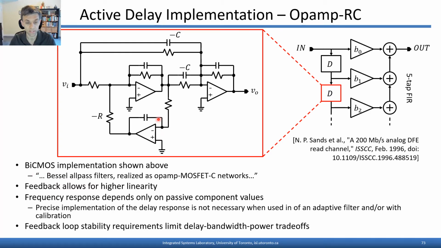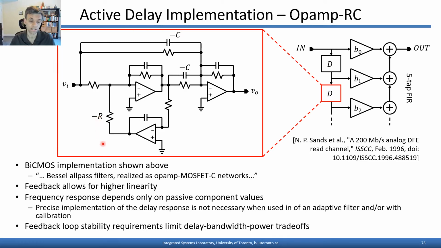Now, these feedback amplifiers here allow for higher linearity, again, because the op-amp differential inputs only see the virtual ground small swing. Another benefit of active RC implementations of filters like this is that the frequency response depends only on the passive component values. So we only need maybe light tuning of the values of R and or C to ensure a precise delay response.